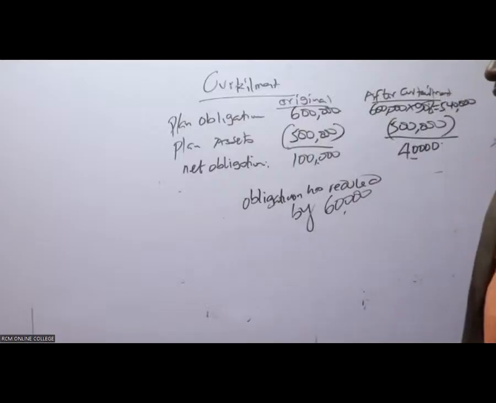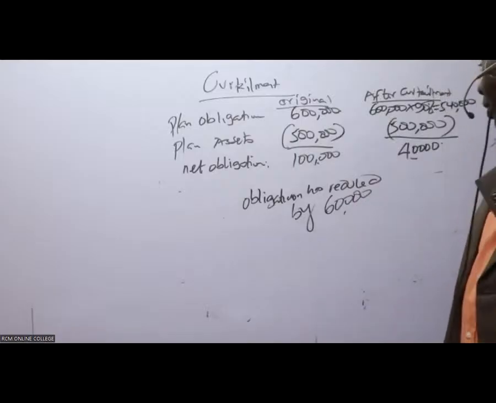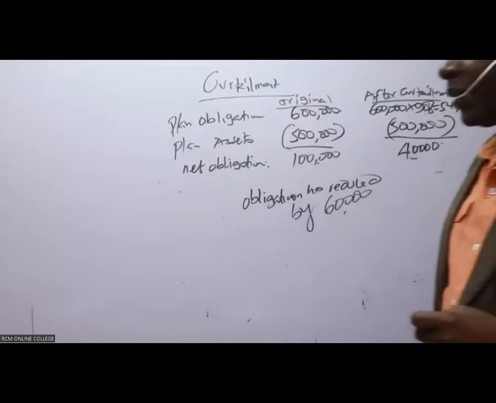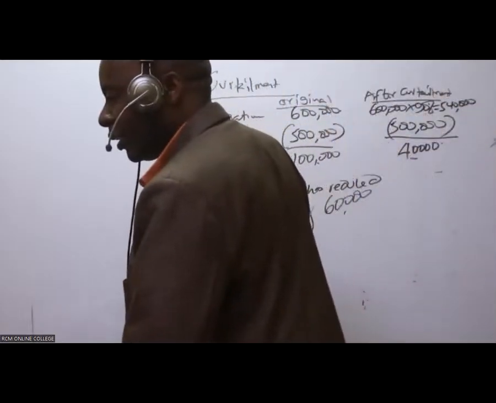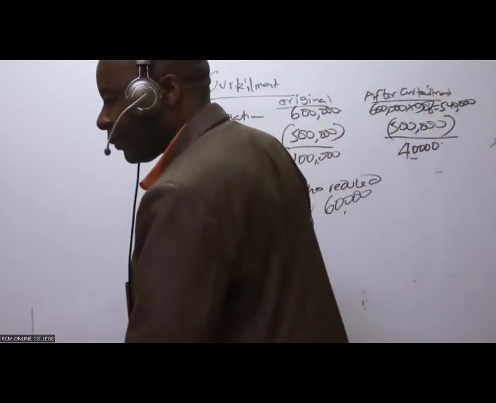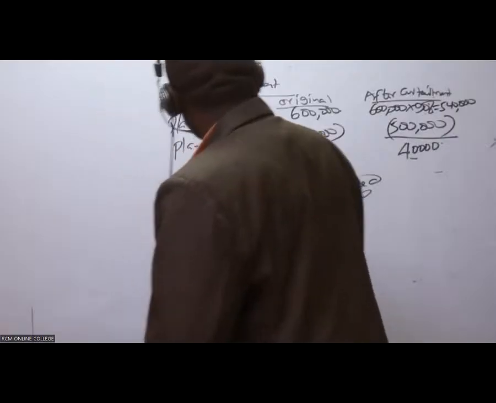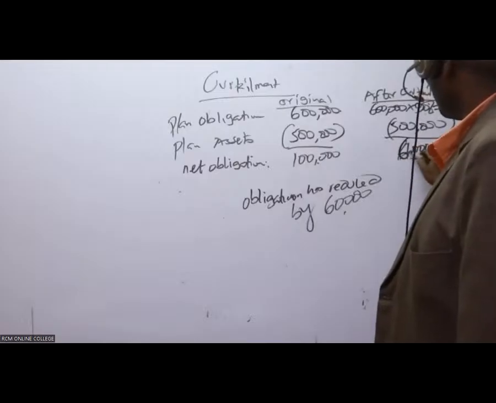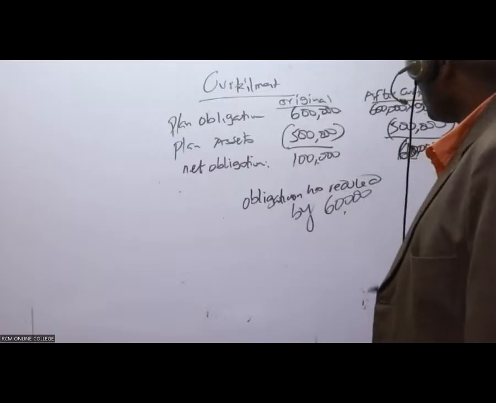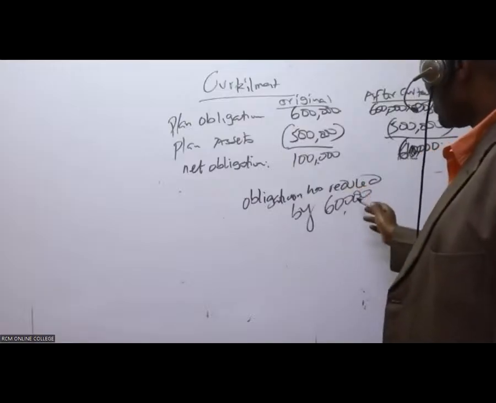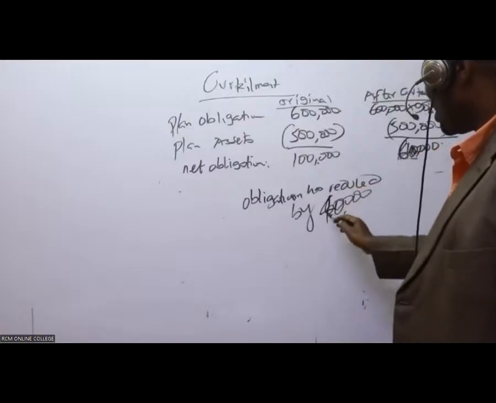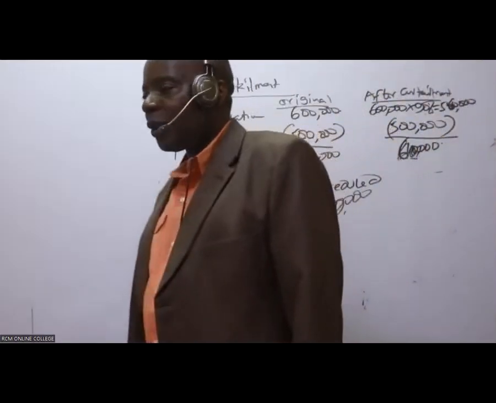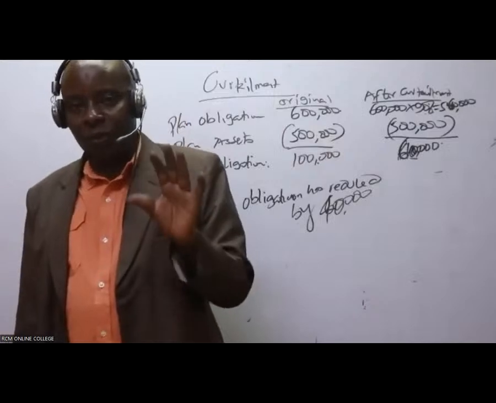The obligation has reduced by, is it 60,000? No. This figure is not correct. People are telling me that, Mwalimu, this figure is not correct. Sorry for that. So this is supposed to be 560,000. So this is supposed to be 60,000. Sorry for that. And therefore, we are saying that the obligation has reduced by 40,000.